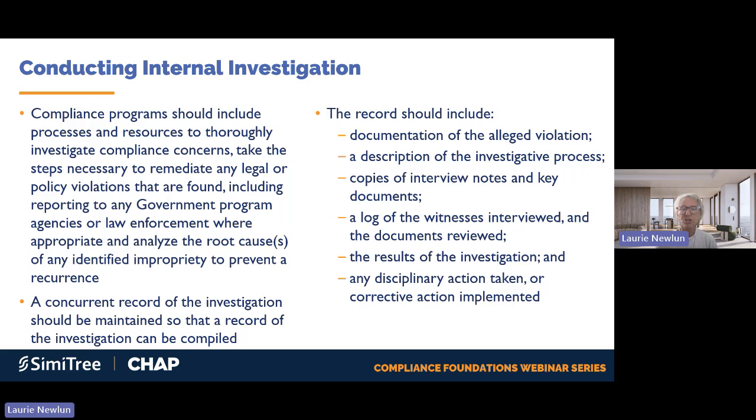We want to have a concurrent record of the investigation, and this should be maintained so that a record of the investigation can be compiled, no matter who's participating in it. You may have multiple people working on an investigation, and so you want to be able to bring all that information together. So it's important that it's documented, both in the initial investigation process, but also when we look back at the process, so that we can see what went into it.